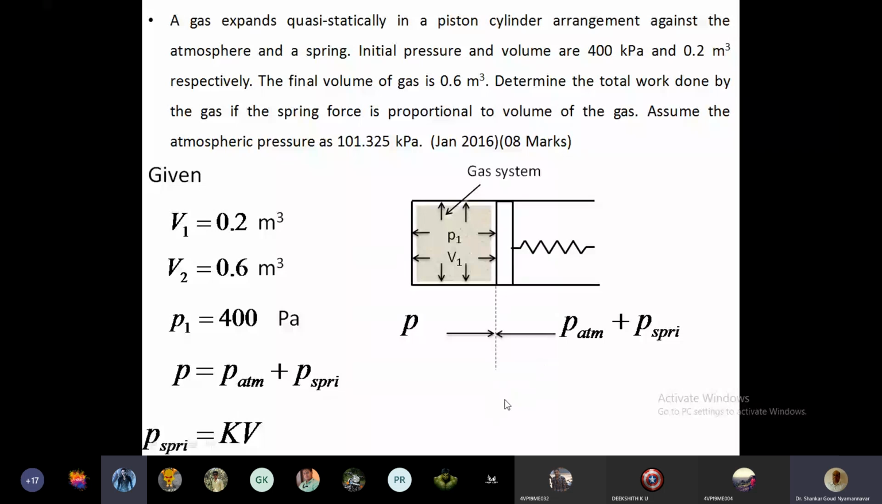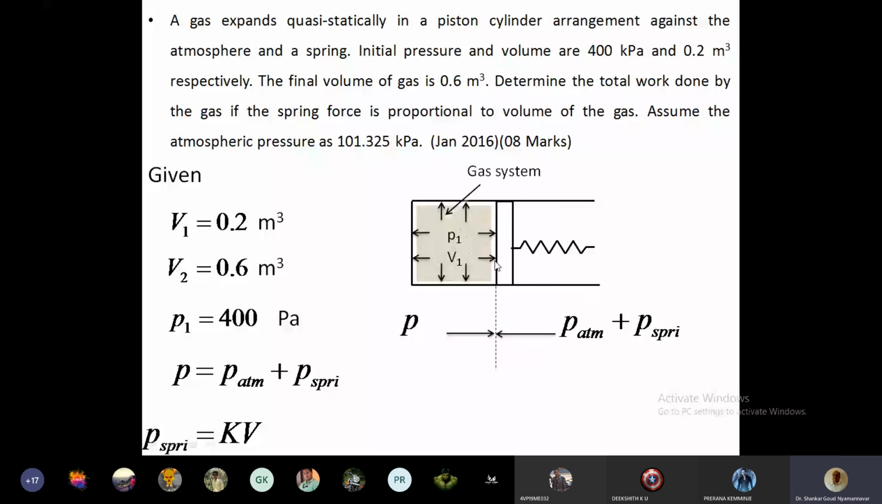Are you following me? Sir, could you explain from P is equal to P atm plus P spring? This you did not understand? Yes, sir, the balance here. So this is a piston boundary, right? This piston is moving. How is it moving? This movement is caused by the gas pressure inside. This pressure is moving this boundary. So when this piston is moving, it is always in equilibrium with the outside force, outside pressure. Only then you can do this calculation.